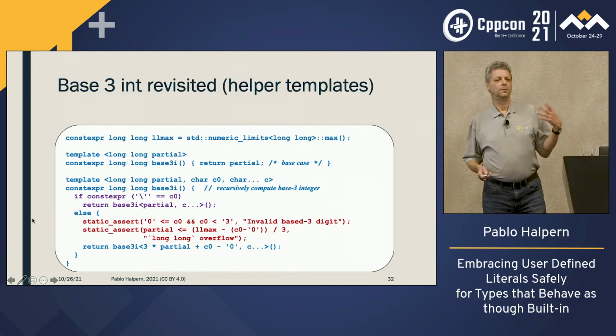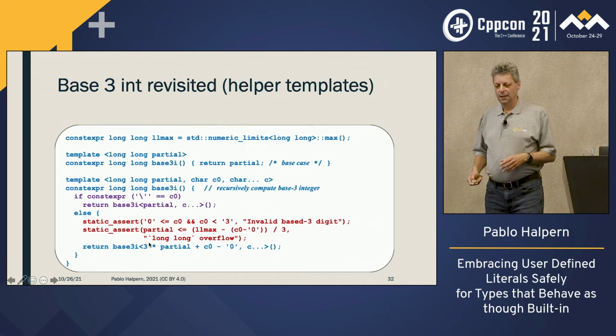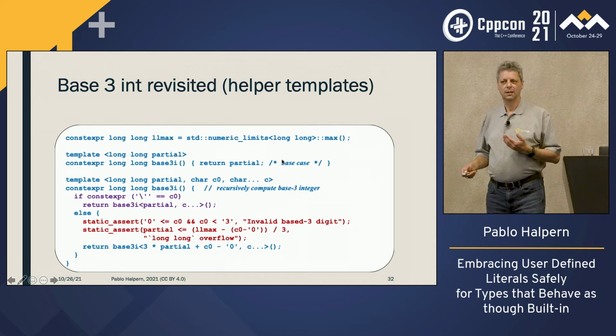And then finally, our basic logic is, again, we take our partial and multiply it by 3, add in the next digit that we're looking at, and then recurse. Finally, we end recursion when this parameter pack is empty, and we just return our partial. That's what this base case is.